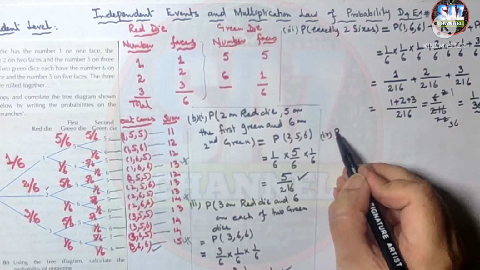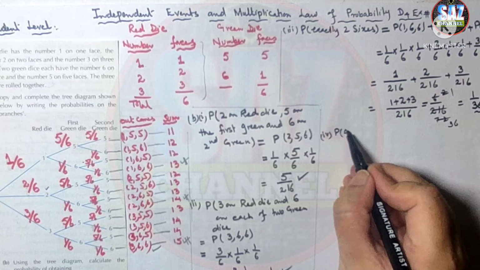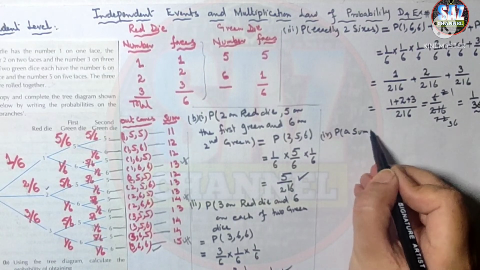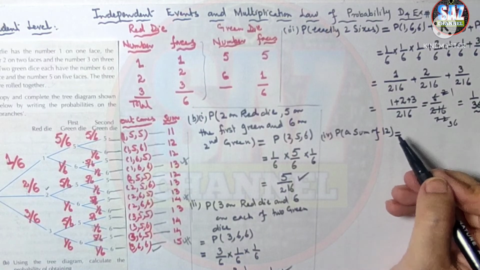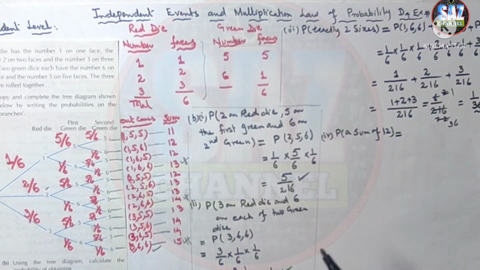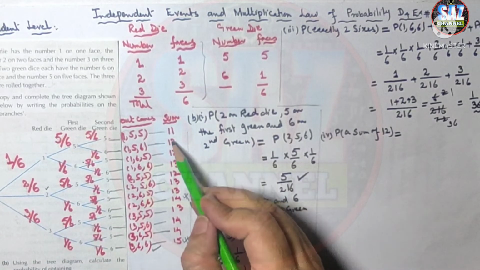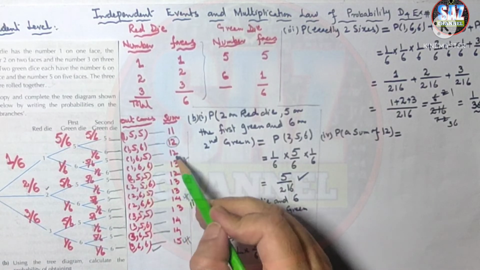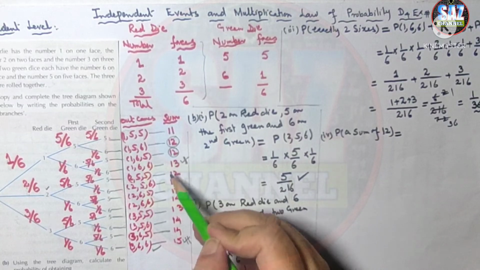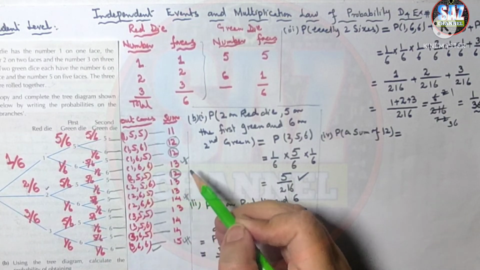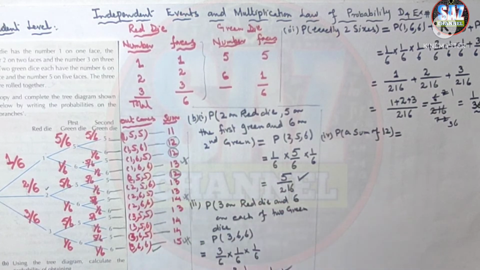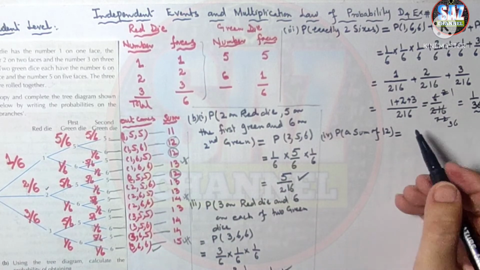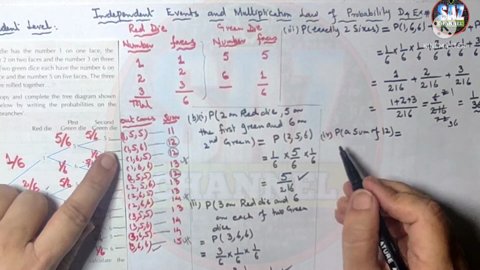Probability of a sum of 12. So for this part, we first have to locate how many times we are getting the sum 12. Sum 12 we are getting at this place, this is a second place, this is a third place. There are 3 situations where we are getting the sum 12, and then we have to see which outcomes are giving me the sum 12.